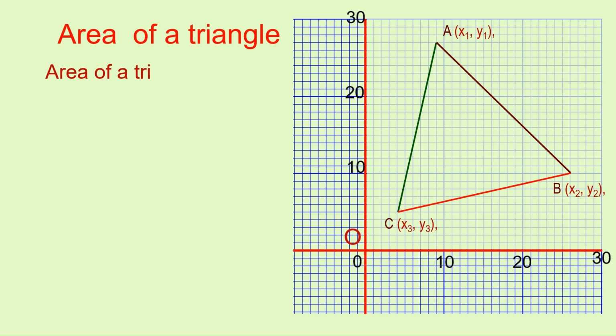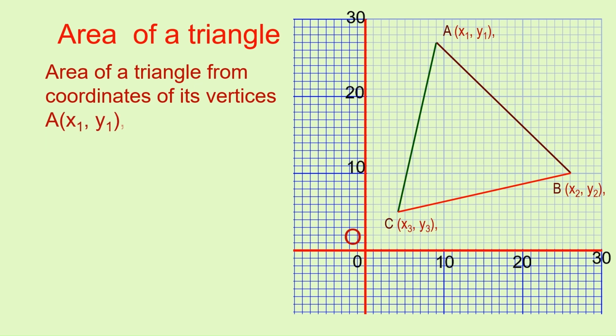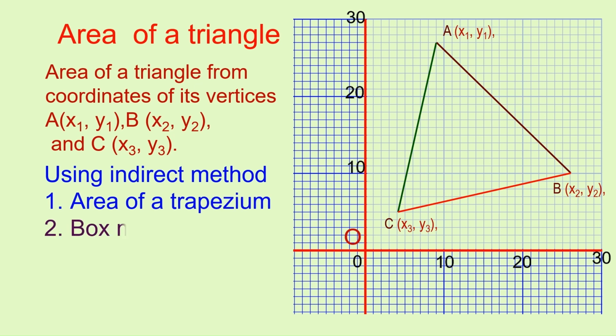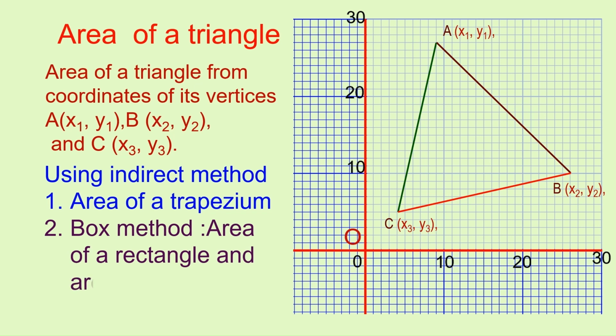Using indirect method, area of a triangle from coordinates of its vertices A (x1, y1), B (x2, y2), and C (x3, y3). Indirect methods are: Number 1, using area of a trapezium. Number 2, box method, using area of a rectangle and area of right-angle triangle.